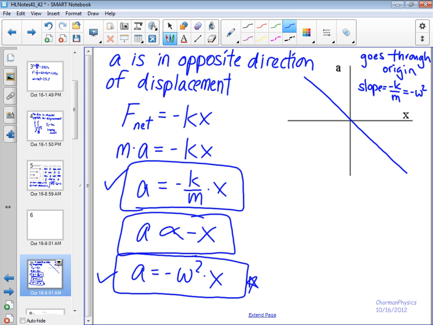So that's it. Simple harmonic motion is motion that satisfies these conditions. Those conditions are provided by a restoring force. And yeah, you've seen some of the basics here. We're going to get into the trig and describing this motion in the next video.